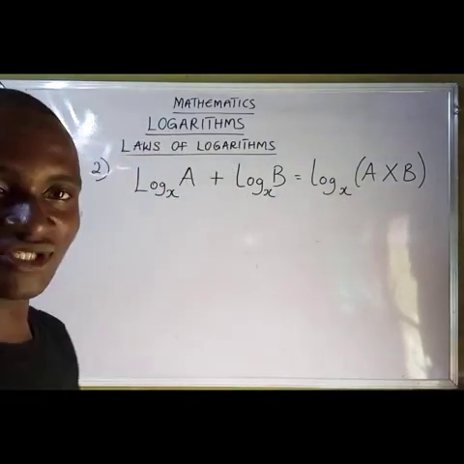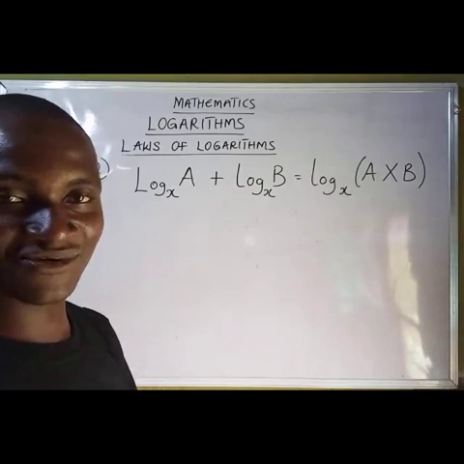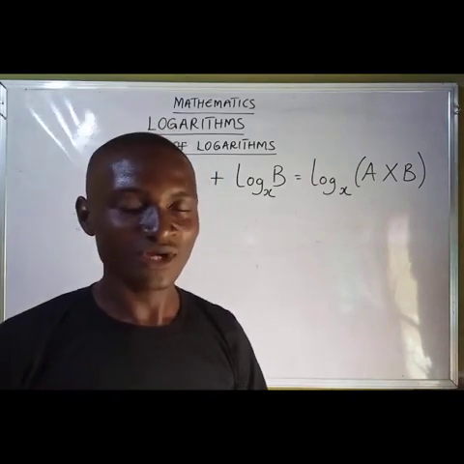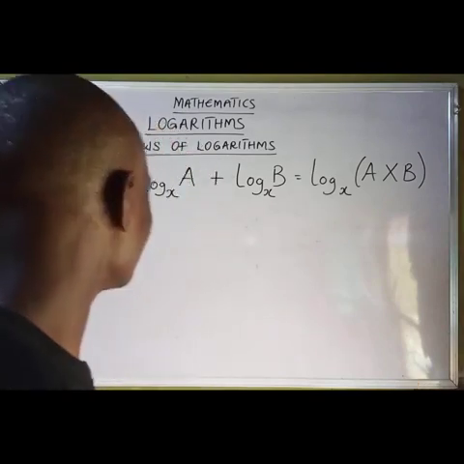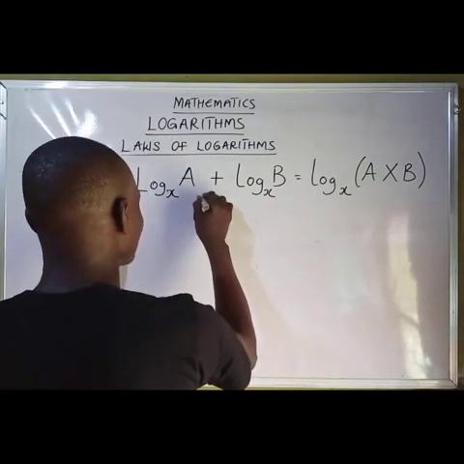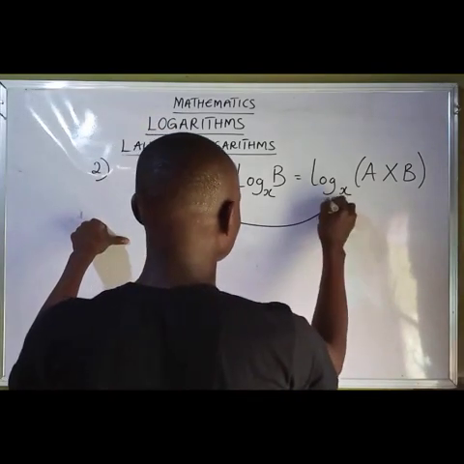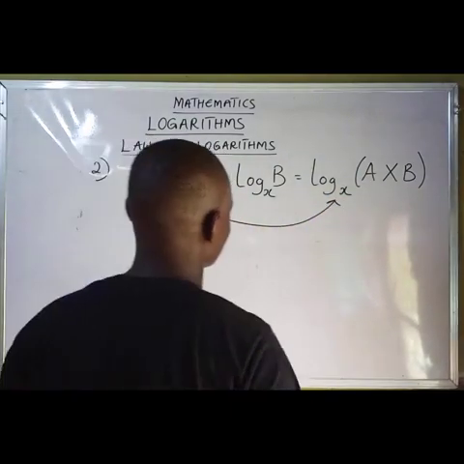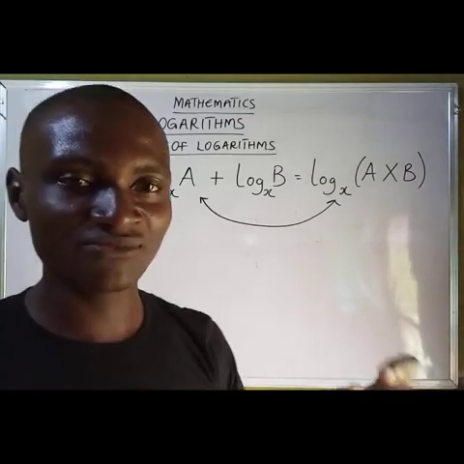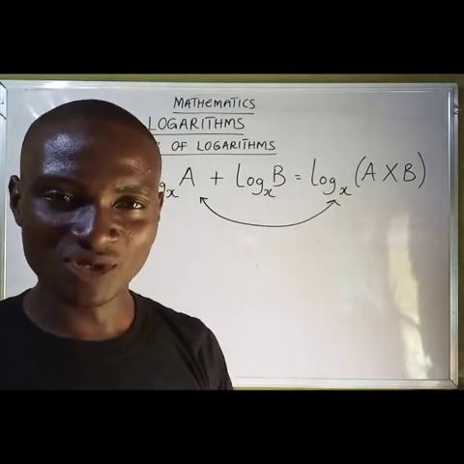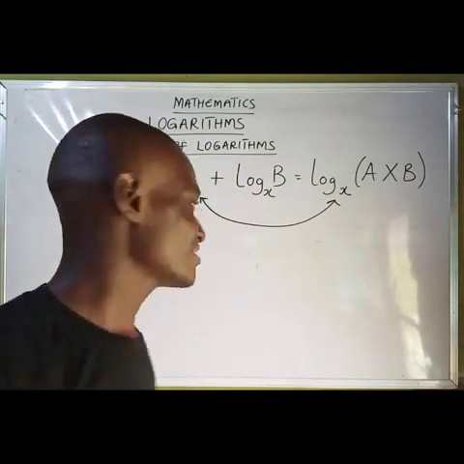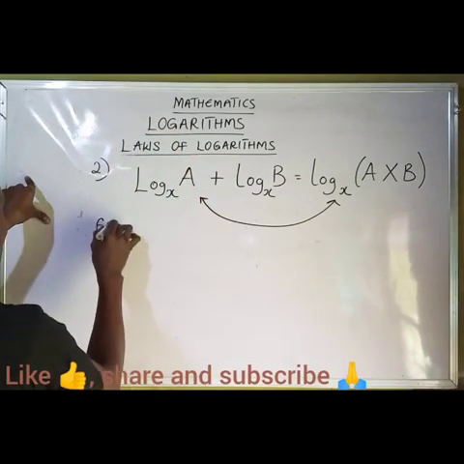Some people call this law the addition law of logarithm. Some call it the multiplication law of logarithm. What it simply implies is that if you wish, you can transform from this way to this, and you can also transform this back to this. Now, to drive home what I'm trying to show you here, let me take some examples to show you how we apply these laws.